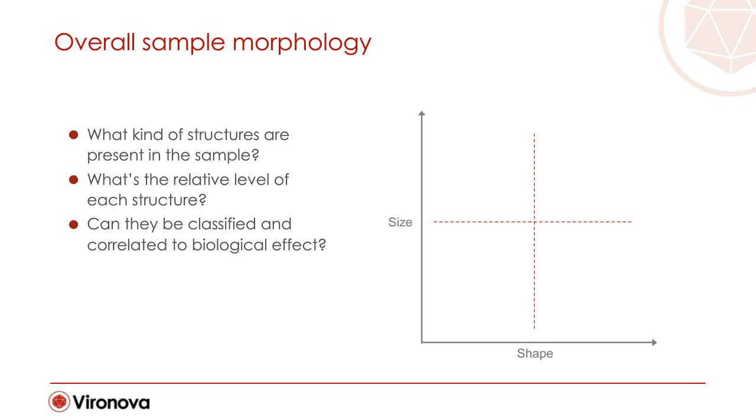To make it a little bit more clear, I would like to show you an example of what we did together with a client just recently. The sample analyzed in this study contained a couple of different structures, which we could classify by looking at their size and shape. The most frequent structure was quite small and almost spherical.